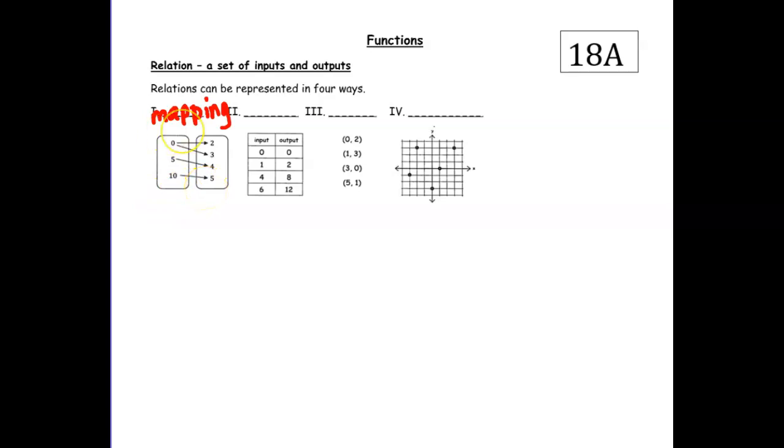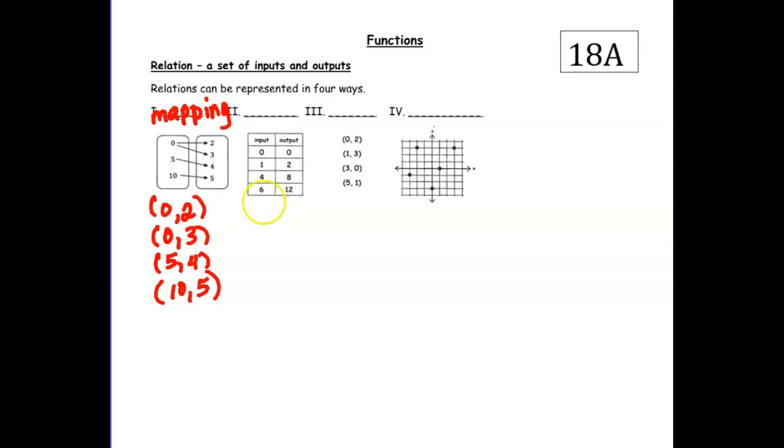So if I wanted to take this mapping and come up with ordered pairs, the input would be 0, the output would be 2. I'd have an input of 0 and an output of 3, an input of 5, an output of 4, and an input of 10 and an output of 5. Okay, so that's how a mapping works.